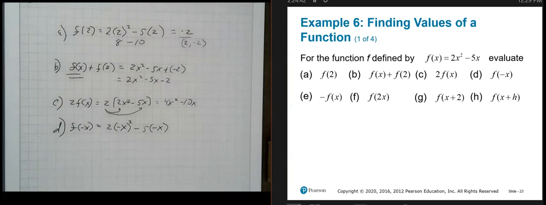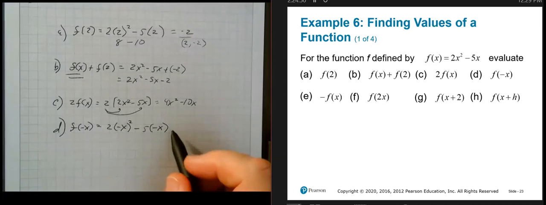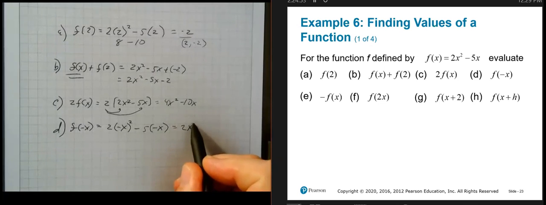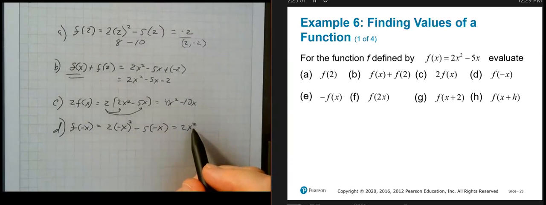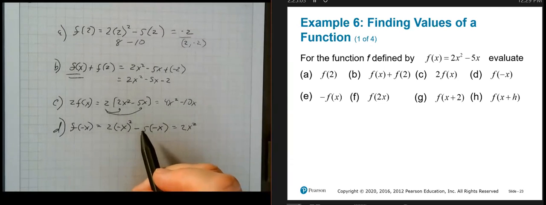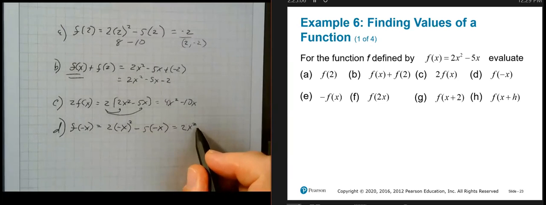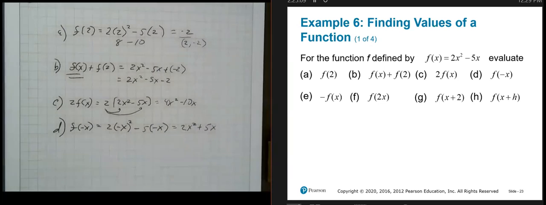It's a very important concept here. What happens when you square a negative number? It becomes positive. So this becomes 2x squared because this negative x being squared is just, I mean, just x squared. And so now I have 2x squared. And then a negative 5 times a negative x is plus 5x because negative times negative is positive.